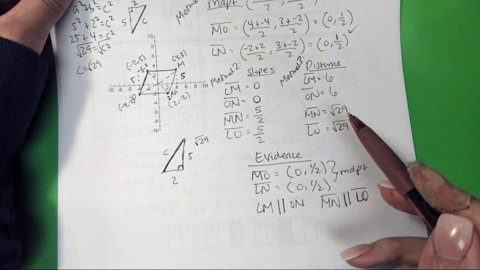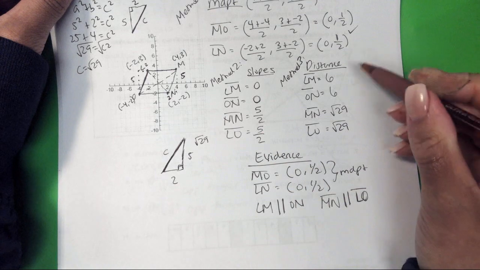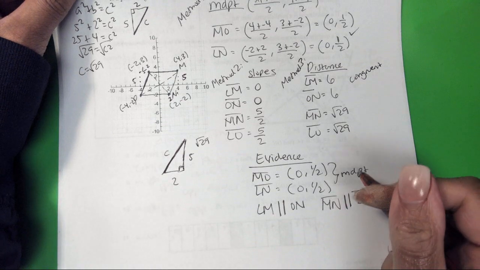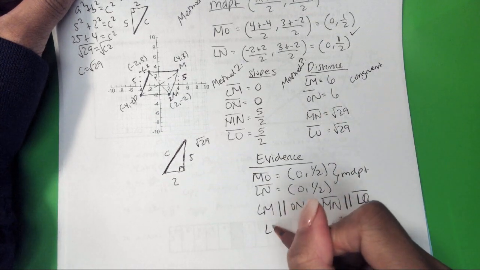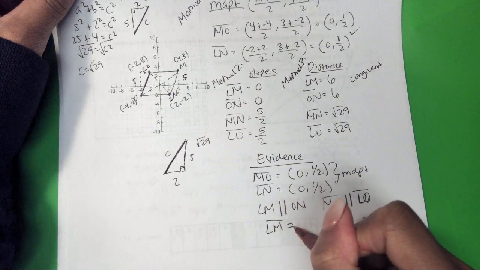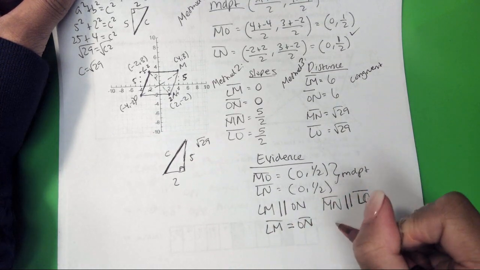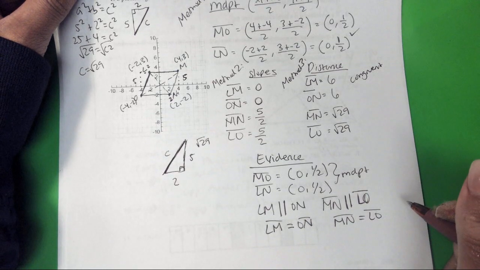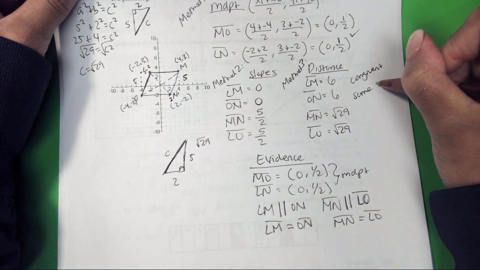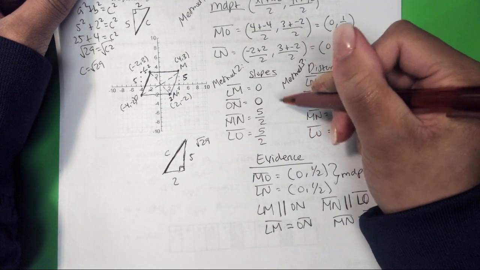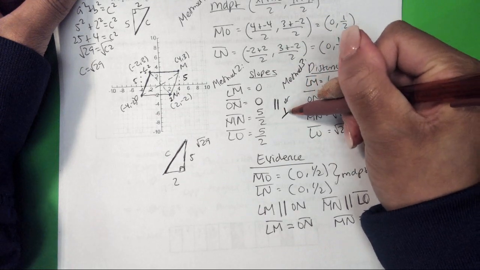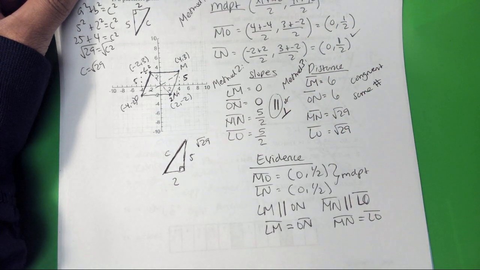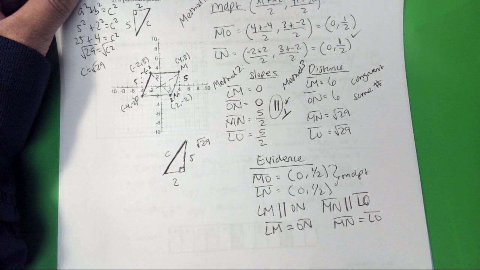And then for our last piece of evidence, we're showing the distance. When we're showing the distance, we're showing what's congruent to each other. So which two are equal to each other? That would be LM and ON. So I'd say LM is equal to ON. And then MN is equal to LO because they have the same distance. So congruent means the same number. But for slope, remember we're showing they're parallel or perpendicular. We might hit perpendicular ones later, but in this case, we want to know that they're parallel. So that is showing the evidence of proving a quadrilateral is a parallelogram.